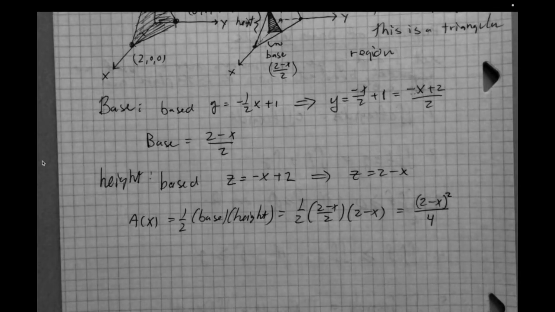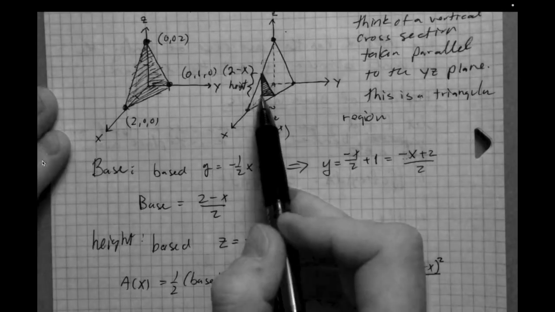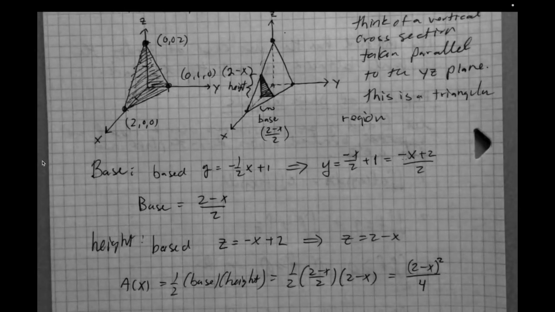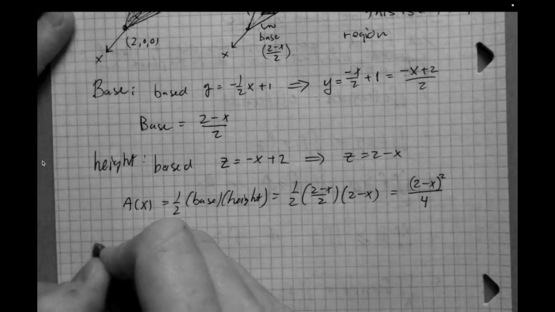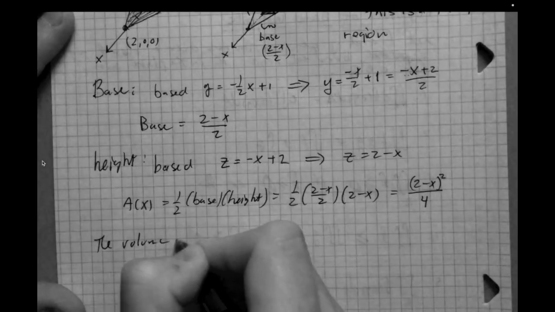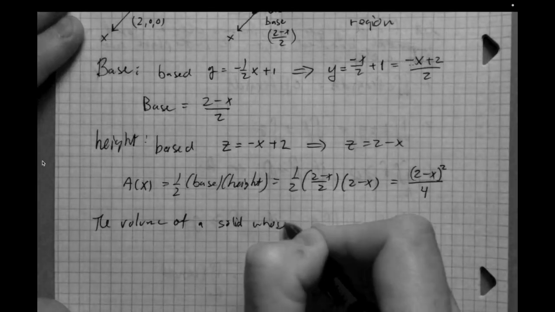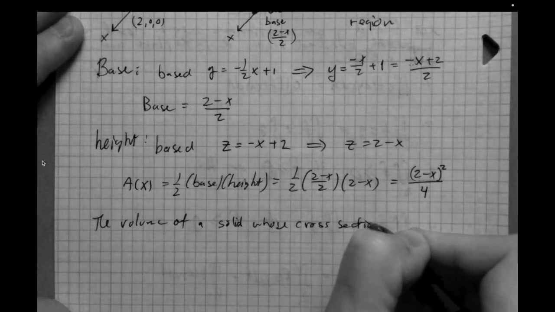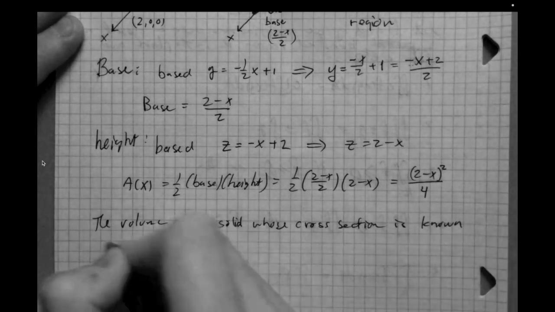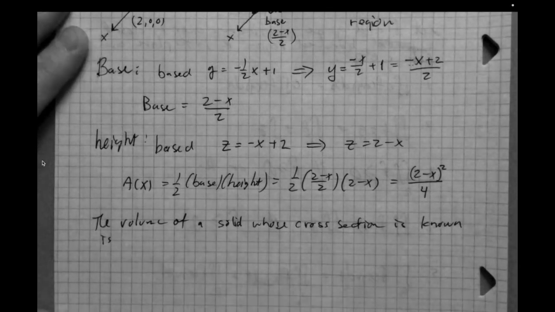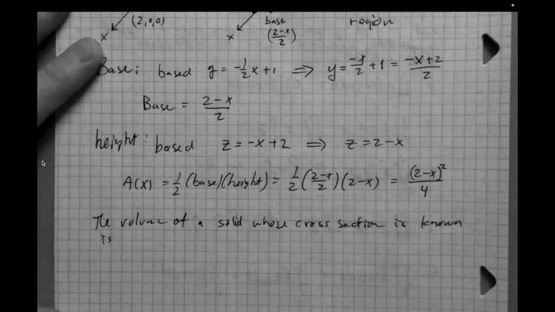Okay. And so this gets us the area of the cross-section. If we think about going back to calculus 2, the volume of a solid whose cross-section is known is straightforward, right? The volume of a solid whose cross-section is known is taken basically from calculus 2.